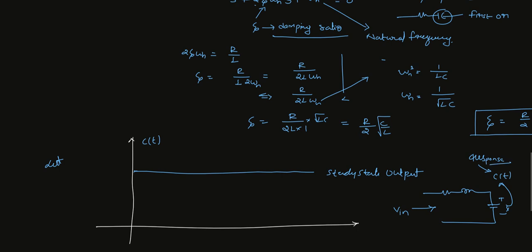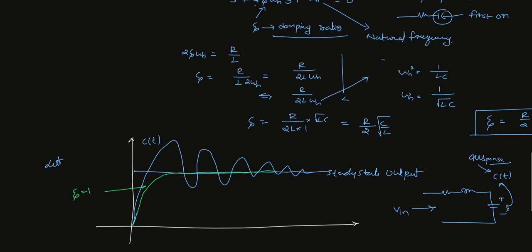Let us draw for different cases. For a critically damped system, the response will be like this. That means this is critically damped, that means zeta is equal to 1. And for an underdamped system, the response is something like this. At infinity it will reach the steady state. This is the underdamped system.